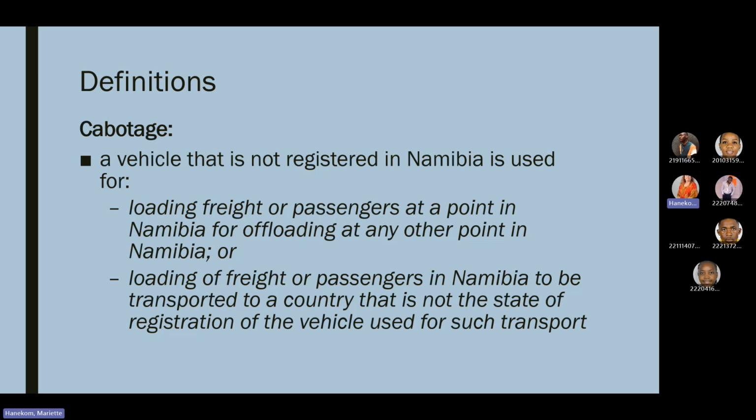used for such transport. So a South African vehicle comes, loads passengers in Windhoek and takes them to Botswana. That is cabotage. Foreign vehicle coming to Namibia, loading passengers and transporting them in Namibia, or loading passengers or freight in Namibia, taking them to a country which is not the country of origin of this vehicle.